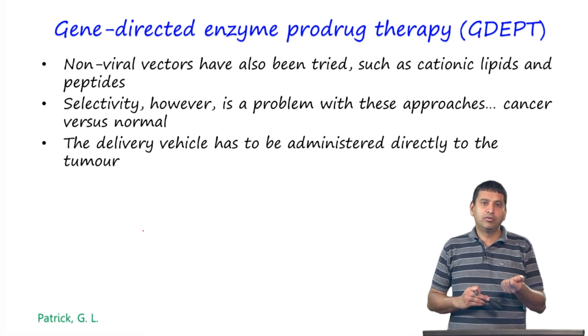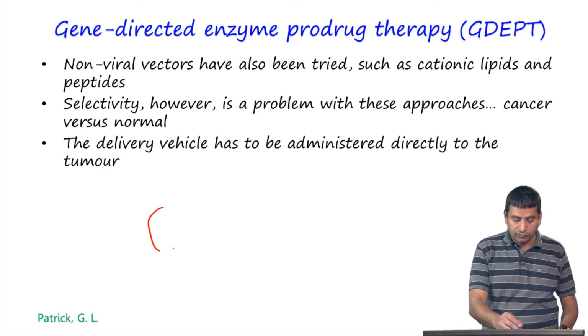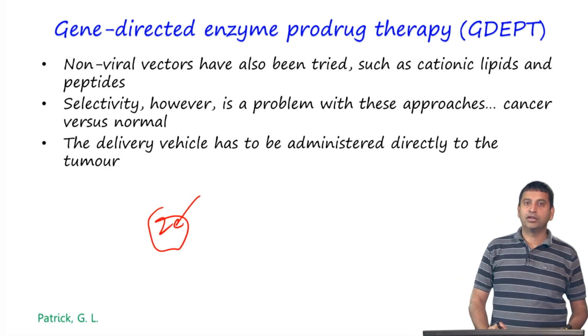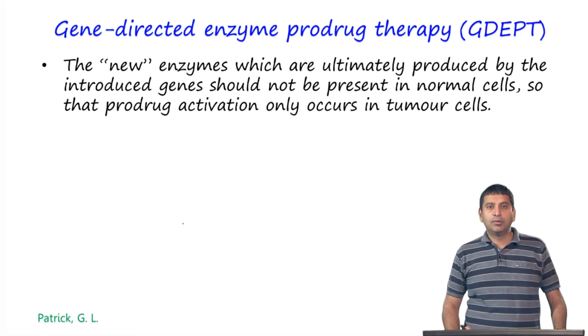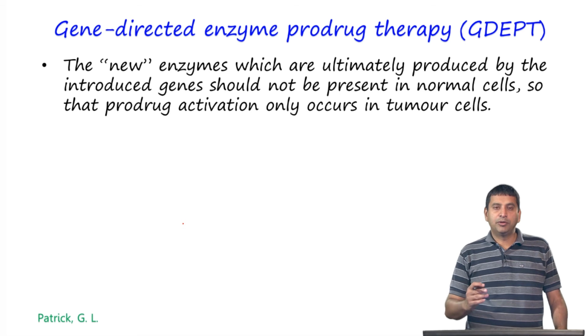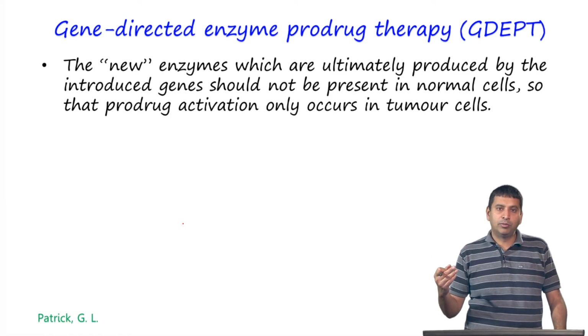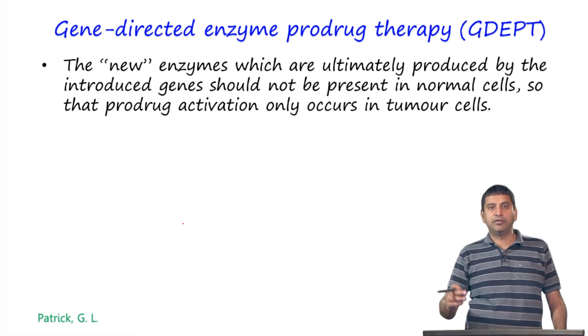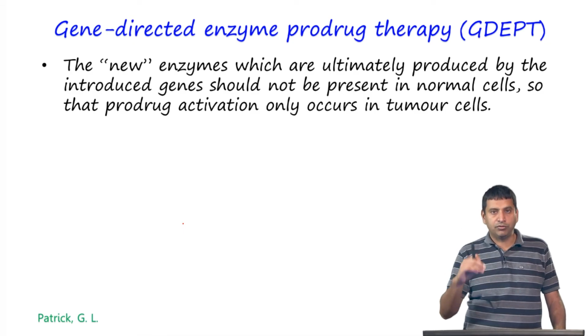So, the selectivity of cancer versus normal cells is a huge problem. Therefore, the delivery vehicle has to be injected somewhere near the tumor site so that you can reduce the normal cells being affected. The new enzymes which are ultimately produced inside the cells should not be present in normal cells. Because if they are present in normal cells, then your prodrug therapy will not work very well, because they will get activated in the normal cell as well. Therefore, the choice of these new enzymes is very important.